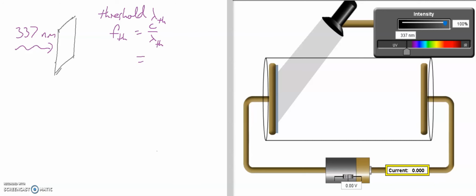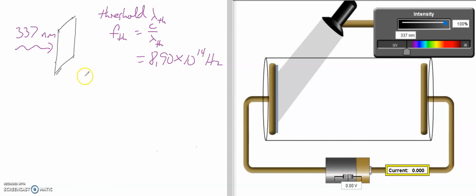If I do that, I've got 8.90 times 10 to the 14 hertz. That is my threshold frequency, because if I make the frequency any higher, I get electrons coming out of it. Which means right now the energy is going in and all being absorbed by the material as the work function. So when we're at that perfect boundary like this, this must be right where the work function is.